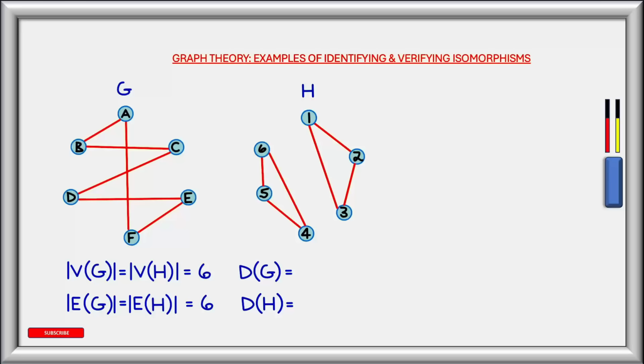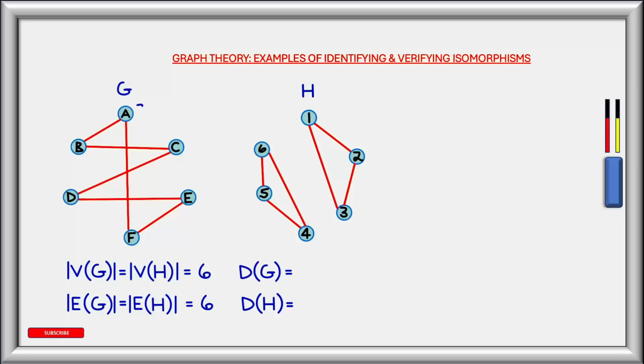Next, we need to look at the degree sequence of each graph. So in each graph, we need to count the number of edges associated with each vertex and then order them from highest to lowest. And for an isomorphic relationship to exist, the degree sequence of each graph needs to be the same. So let's begin with graph G.